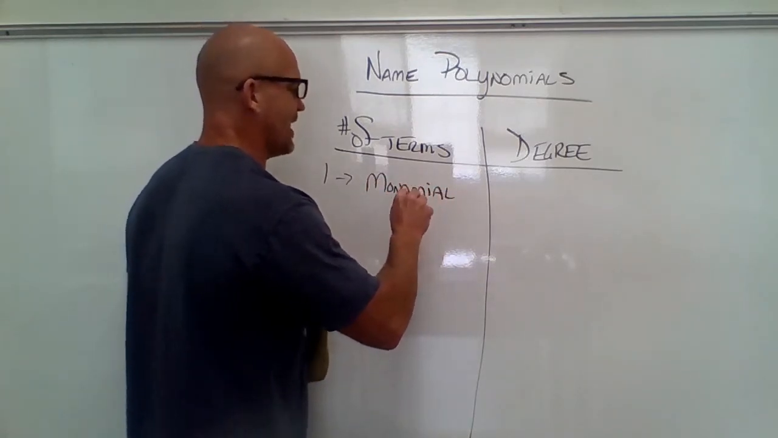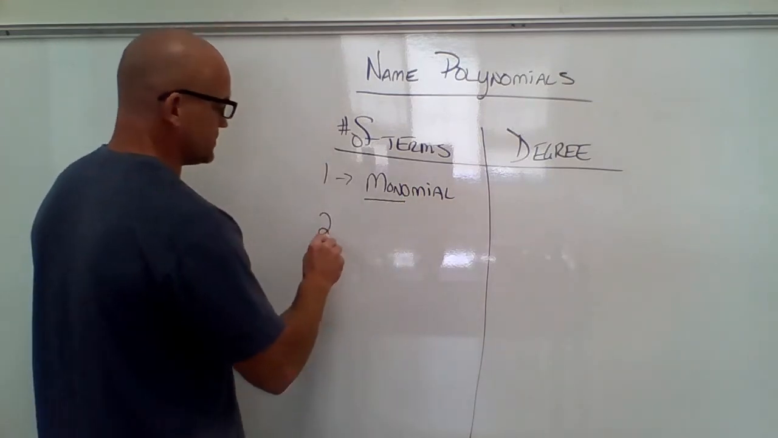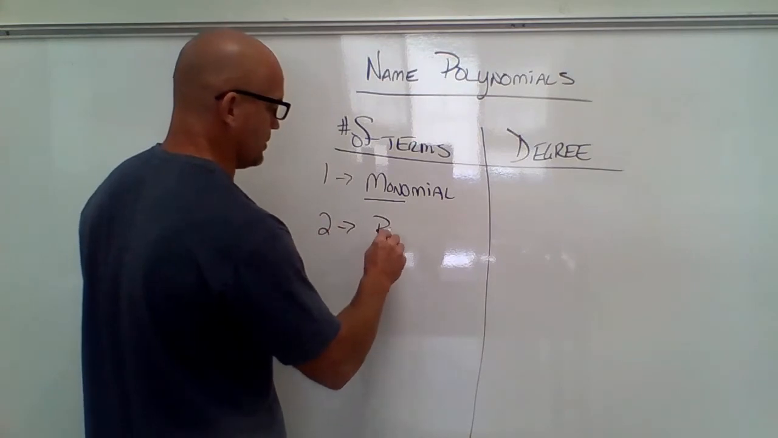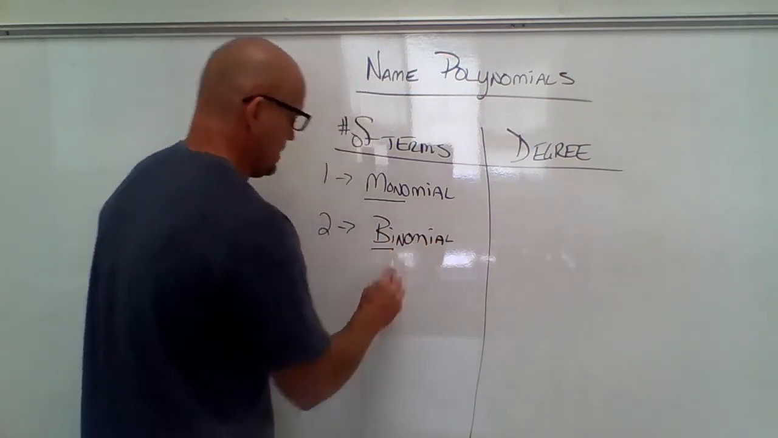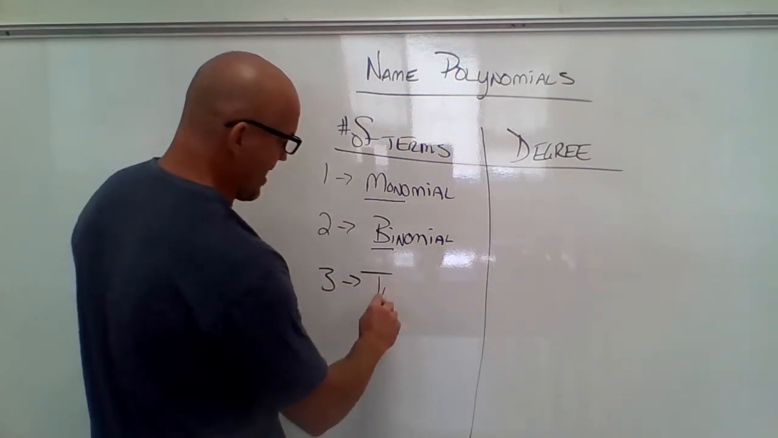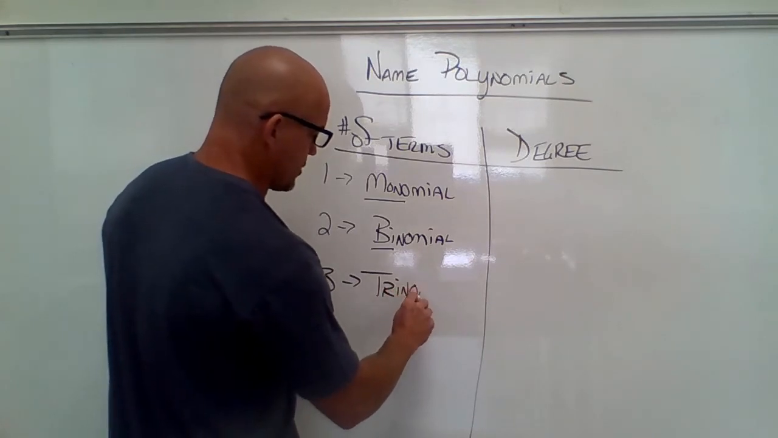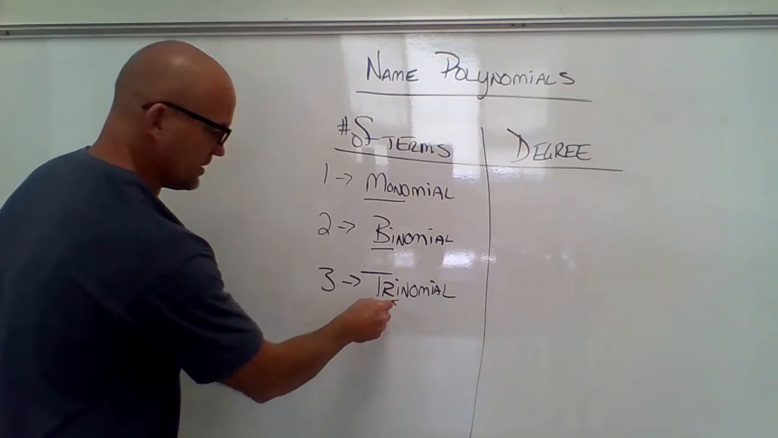Get it? Get it? Mono, 1. 2 terms. Binomial. Get it? Bi meaning 2. And 3, well, that one is a trinomial. Like a tricycle. Tri means 3.